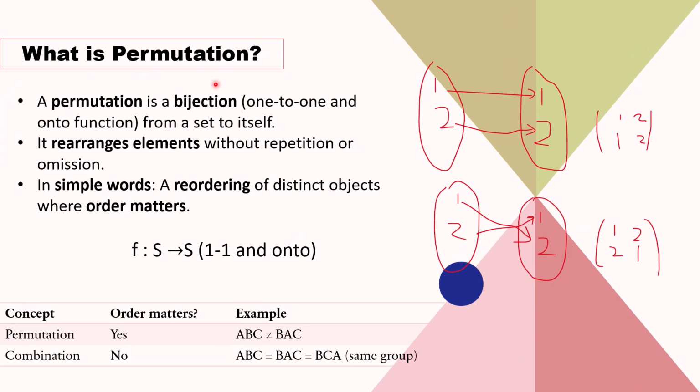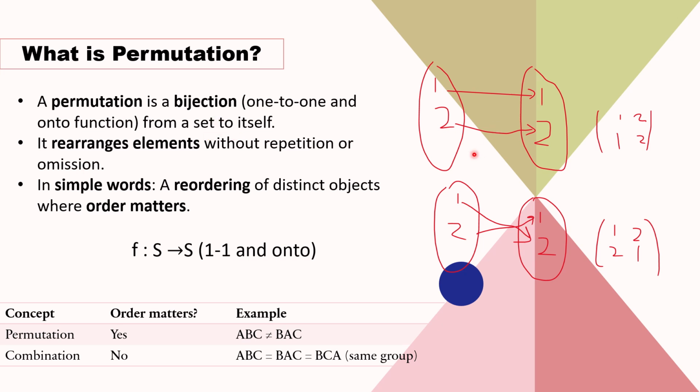A permutation is a bijection, a one-to-one and onto function from a set to itself. So make sure you remember one thing. In permutation, we are having only one set. We are not talking about two separate sets having a relationship. It's one set, and the function will be from that set to itself.